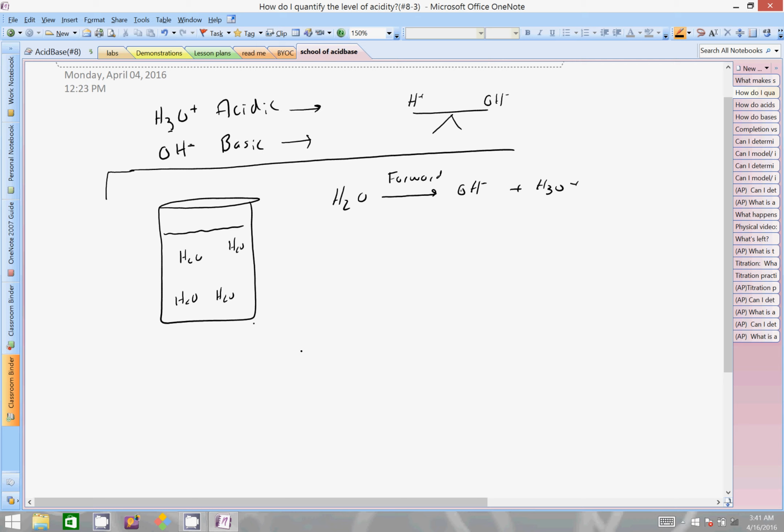Then, of course, these guys don't like each other at all. They're like what I would call He-Man and Skeletor. They're arch enemies. They react together and then recombine and form water molecules. This is the reverse reaction. So we have this back and forth battle, and eventually that back and forth battle becomes a bit of a stalemate. And the stalemate in chemistry terms is called equilibrium.